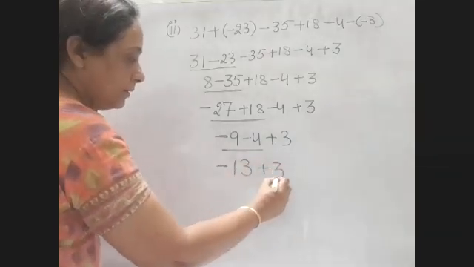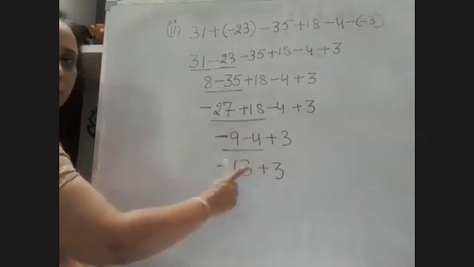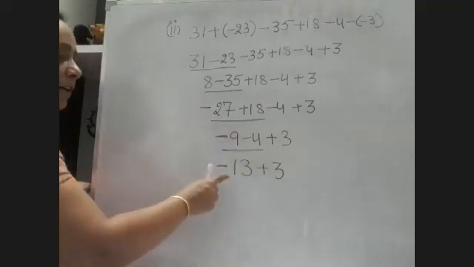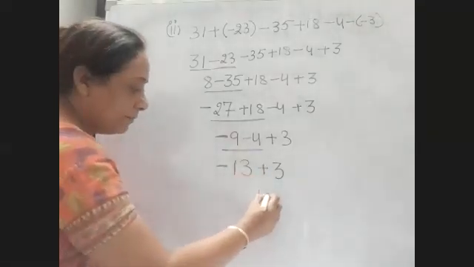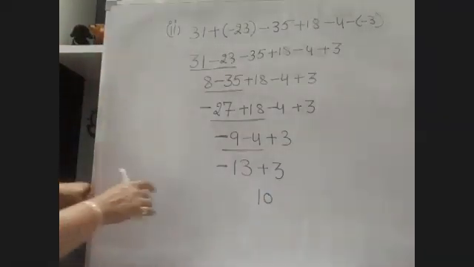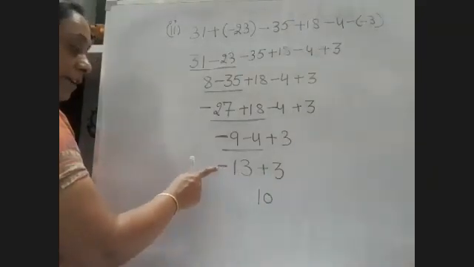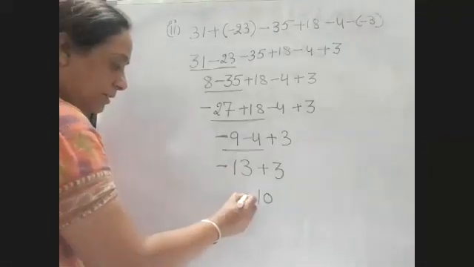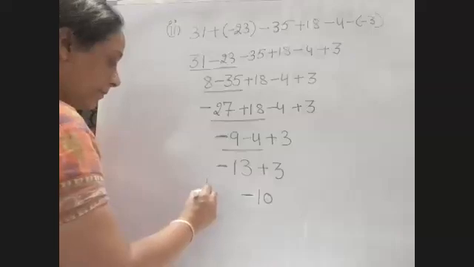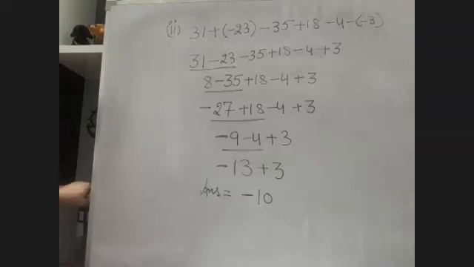Plus 3. Now again minus plus, 13 minus 3 is 10. Now check whether 10 is positive or negative. 13 and 3, the greater number is 13 with the negative sign. So our answer is minus 10. Clear, students? So this is the second part of question number 3, exercise 4.4.